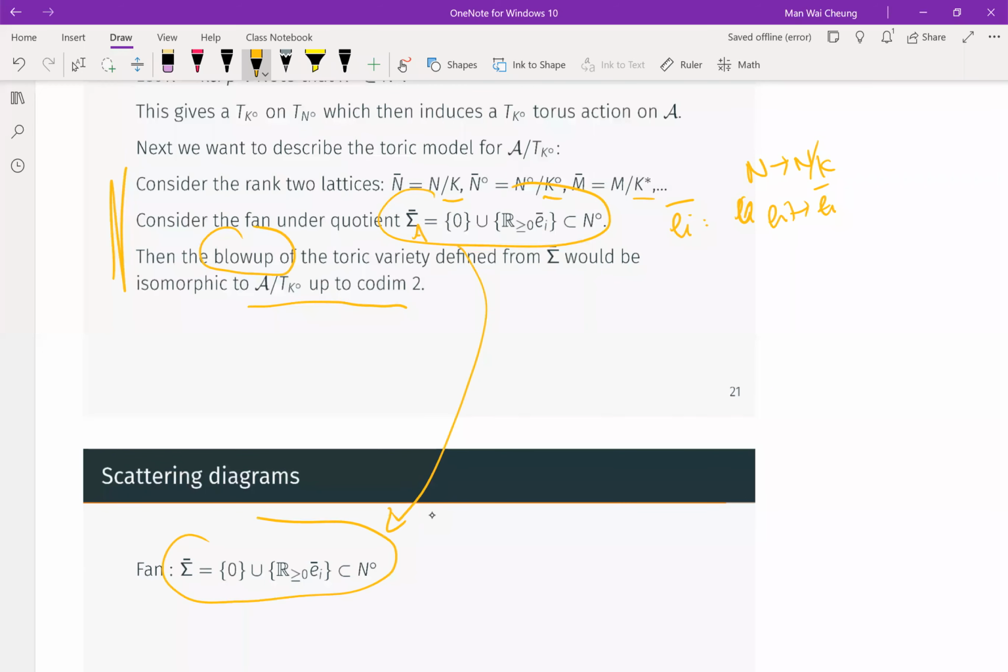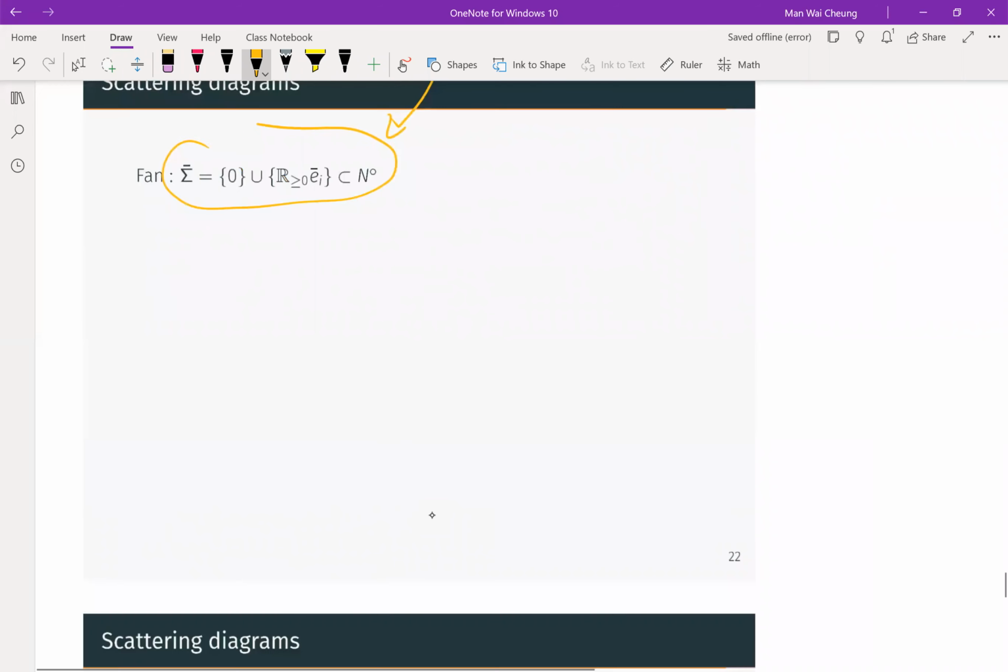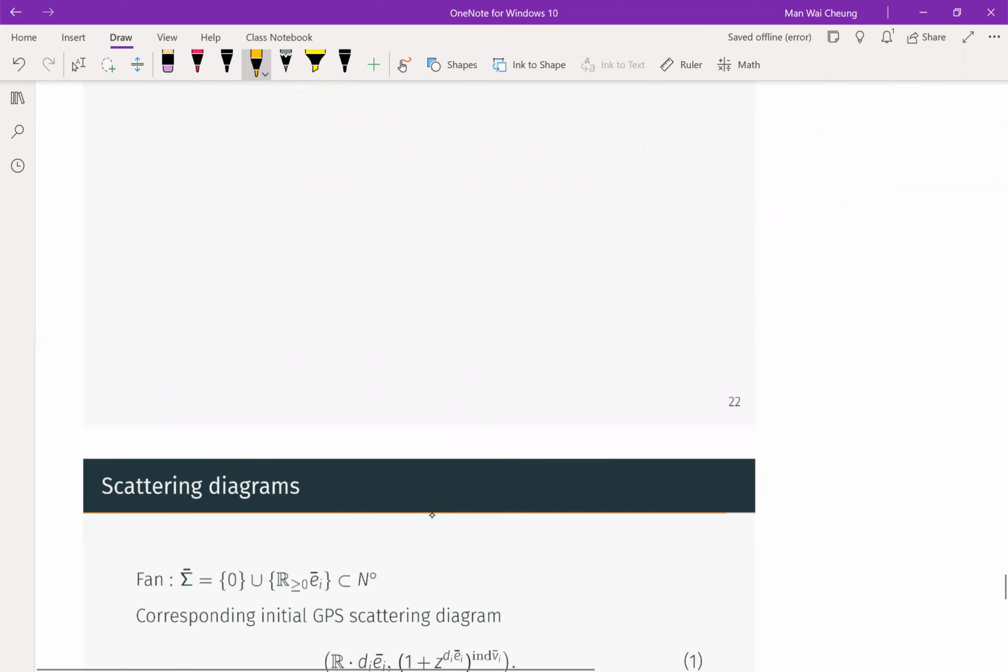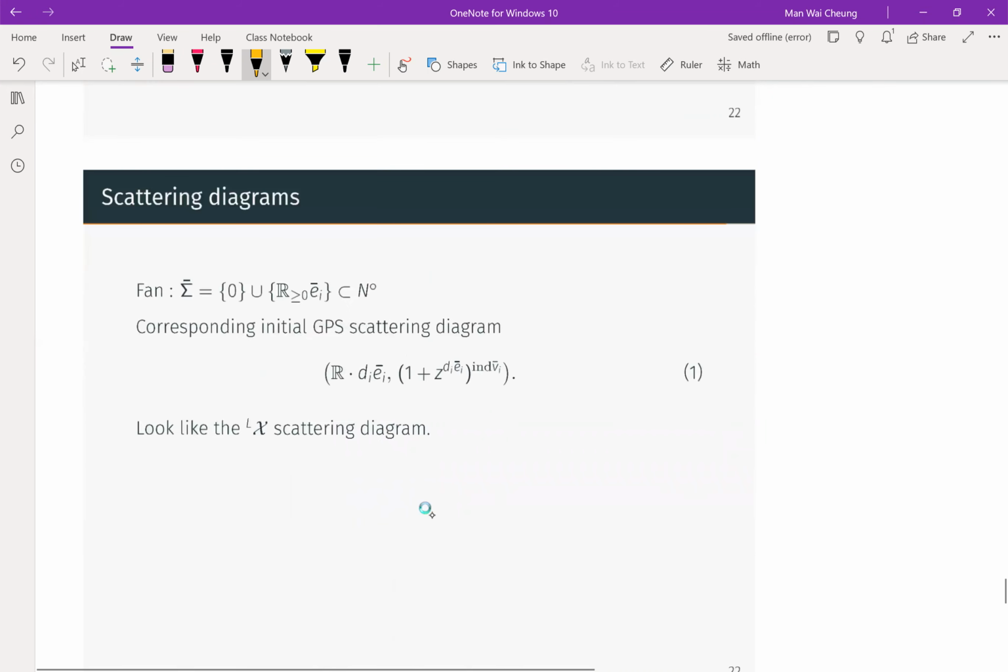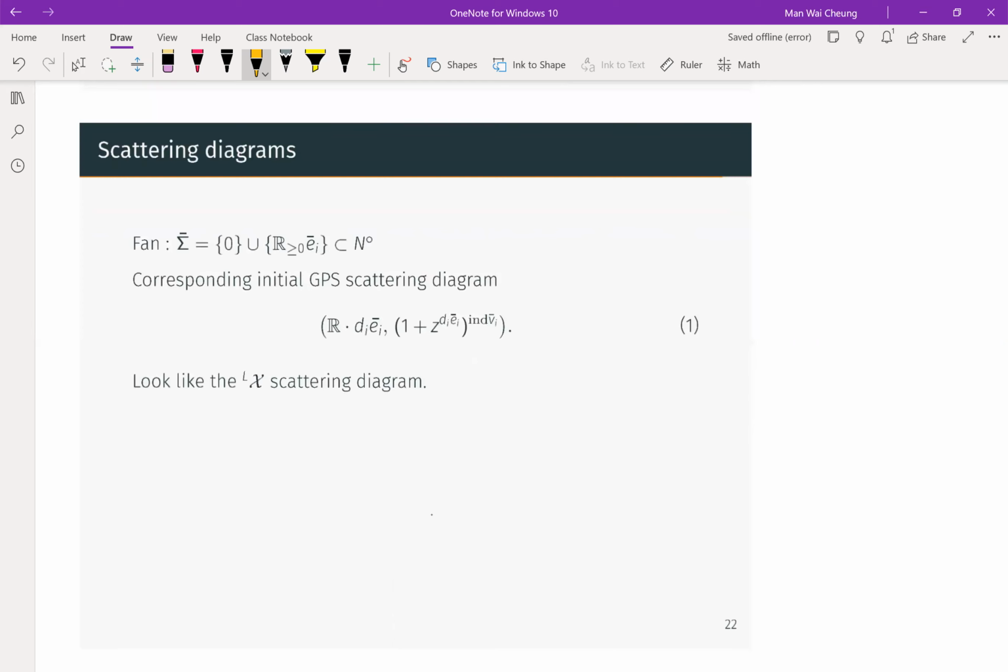And what does the GPS construction tell us? We start with n many primitive vectors, and we look at the scattering diagram with just lines coming from those vectors and associate the wall function. Here we have the d_i, which associates the direction to it and gives us the function, right?